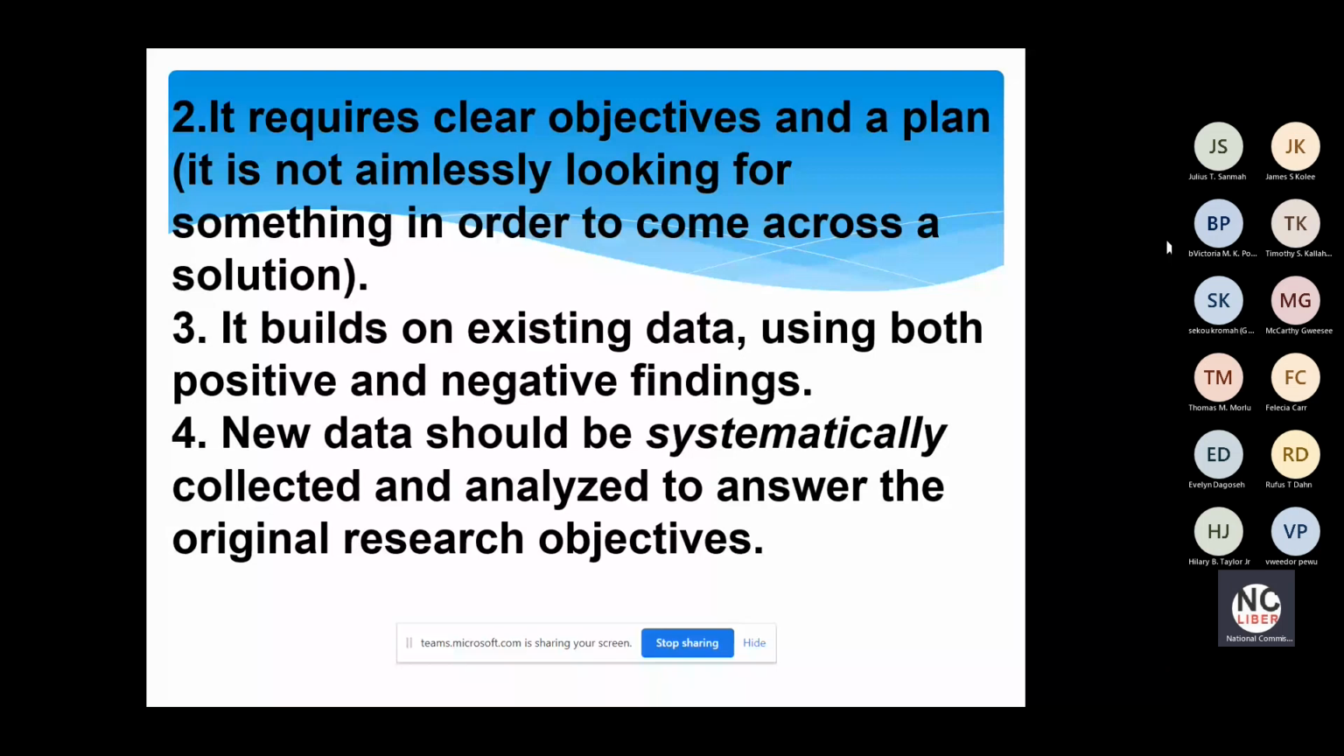research builds on the information you already have, the existing data. So that will include both positive and negative findings. So if you have to build on existing information or existing data, that means you have to do some reading. That's like we were talking about the literature review the last time.